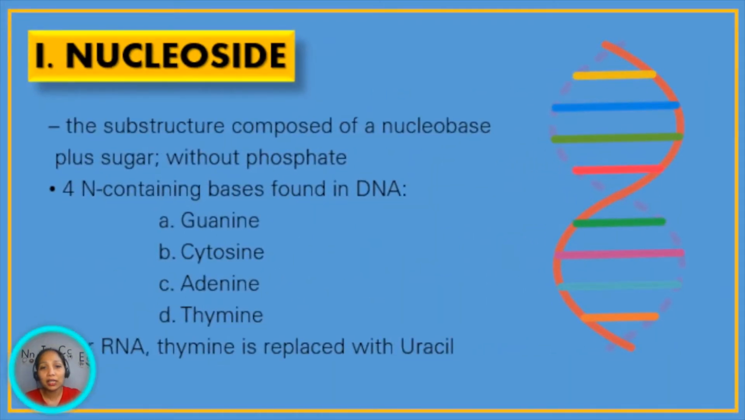Now let's try to dissect the components of this biological molecule. Take note that when we say nucleoside with an S, it is a substructure made up of a nucleobase and a sugar. So there is no phosphate group present, and the nucleobases for DNA are guanine, cytosine, adenine, and thymine. For RNA, thymine is replaced with uracil.